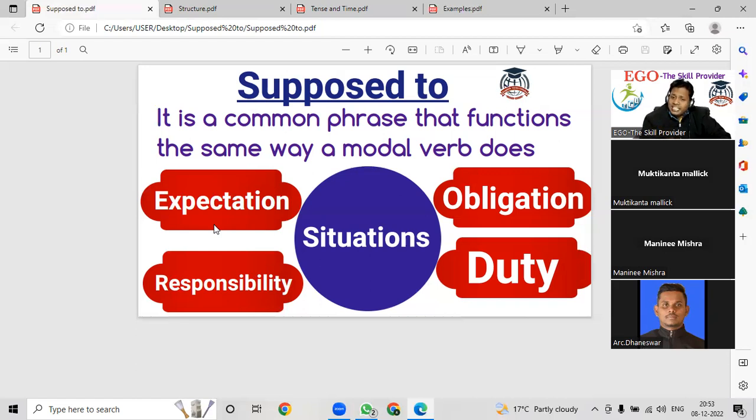In that particular situation, in spite of knowing that I have some expectation, you are supposed to do that. That means I expect that you will do this.